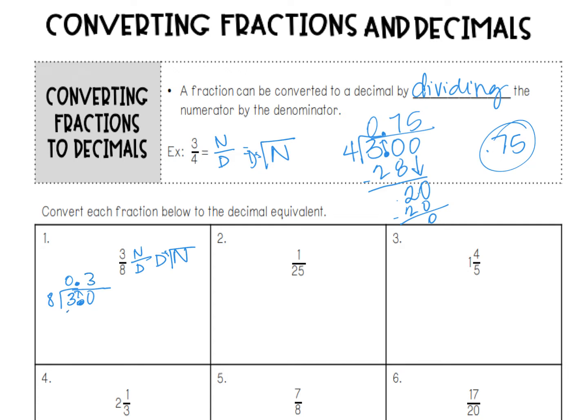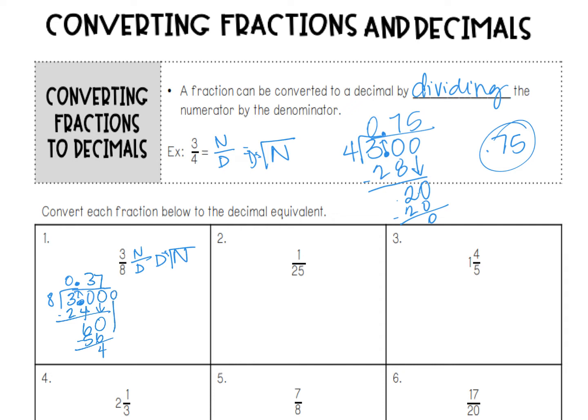And 8 times 3 is 24. And I'm going to subtract 30 minus 24, and I get 6. I have leftover 6, but I cannot have remainders in 6th grade. So I'm going to add a 0 and bring it down. And 8 can go into 60 7 times. 7 times 8 is 56. When I subtract 56 from 60, I will get 4. And I have 4 left over.